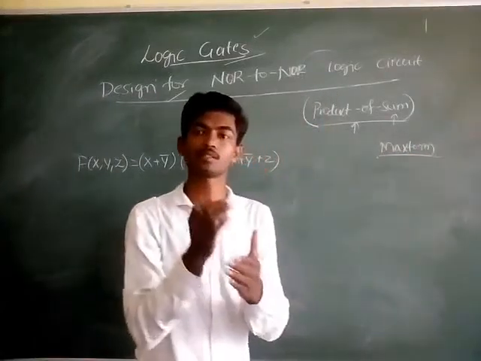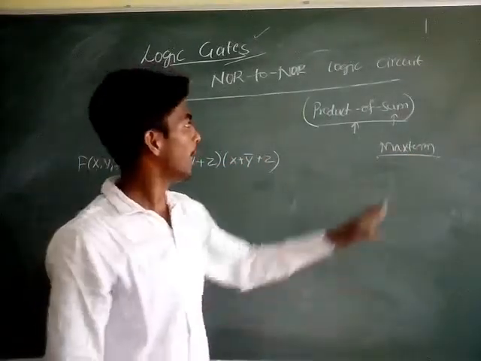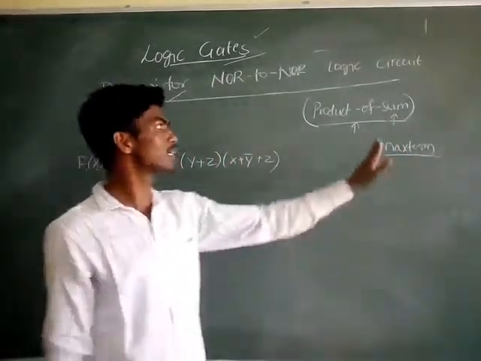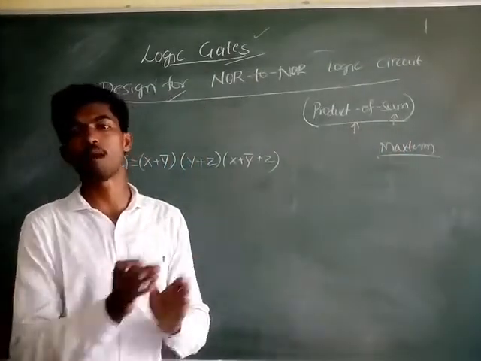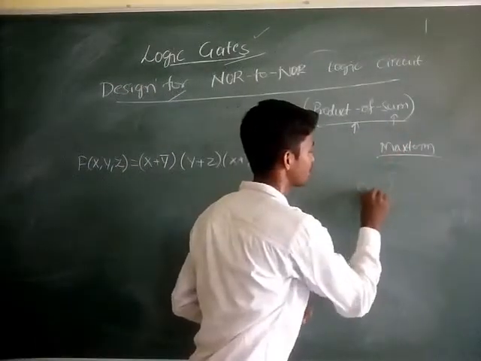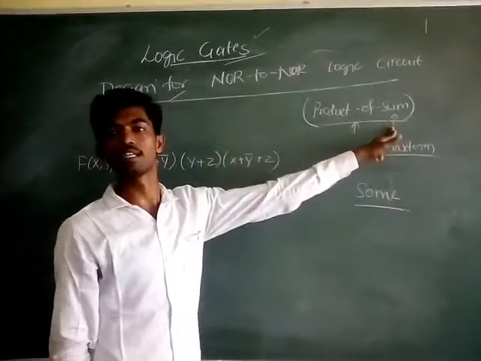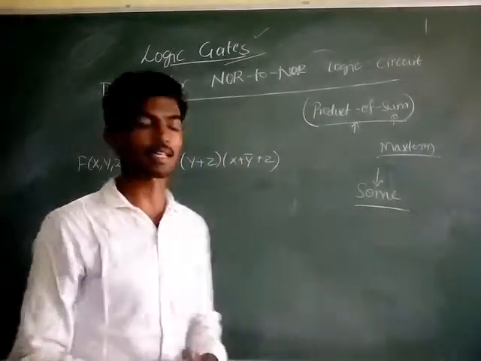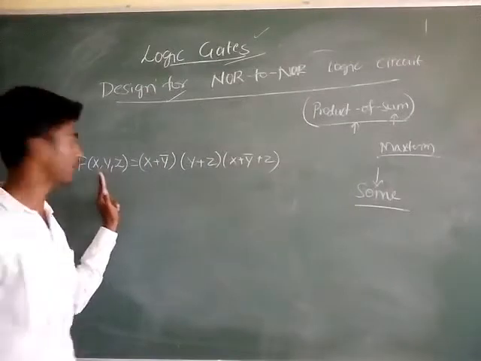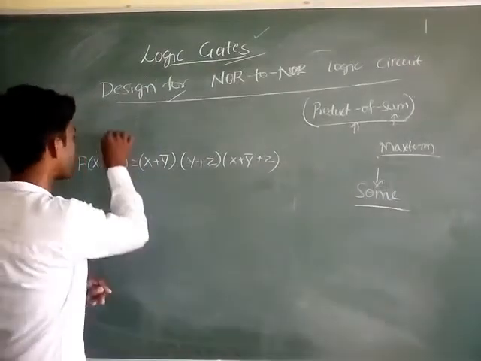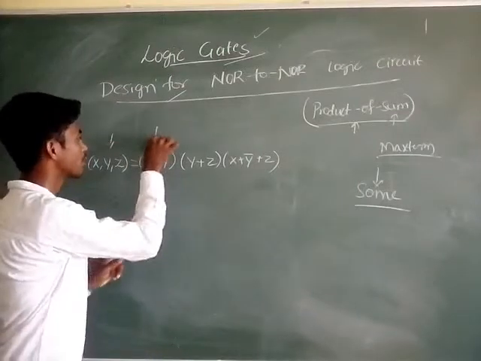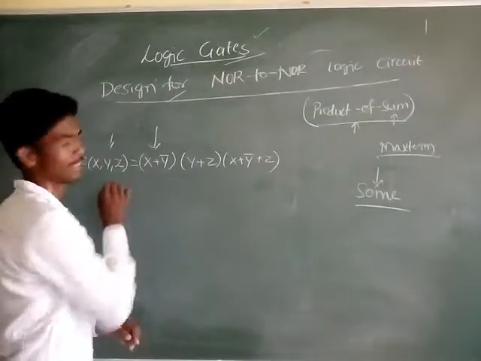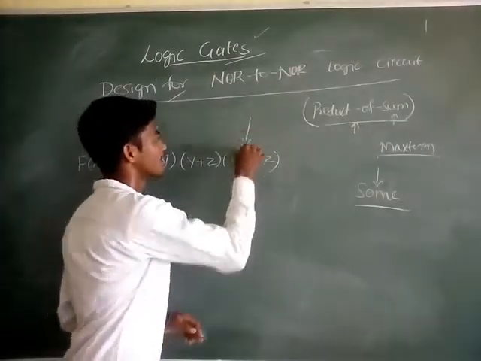A max term is a sum of all literals in the system, and a sum is just a sum of some of the literals. It may contain all the literals or only some of them. This sum is different and that sum is different. For example, x plus y plus z contains all three literals, but the sum term x plus y complement contains only some literals. And the first one is called a max term.